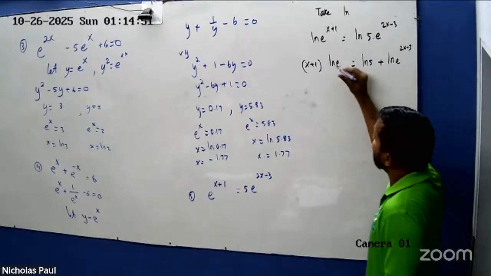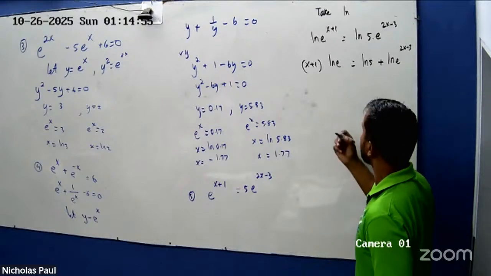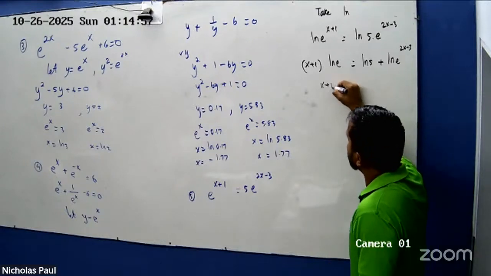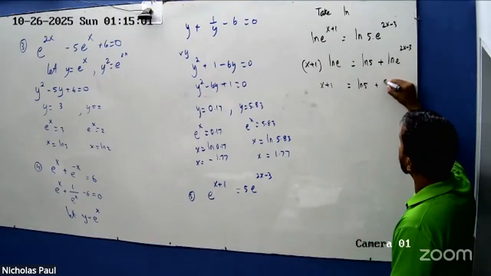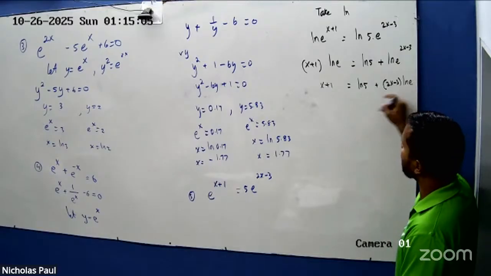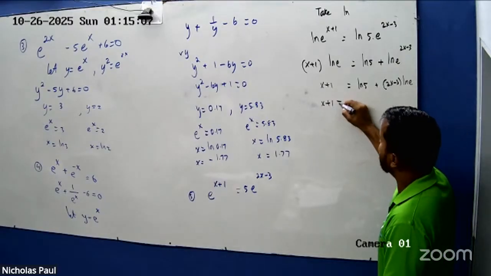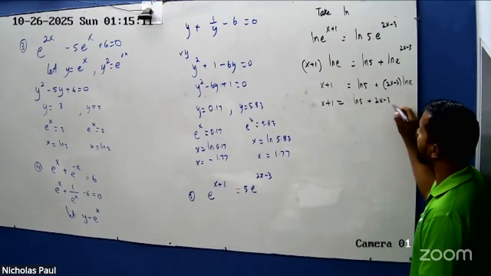Right, so hopefully you remember that ln e is 1. So you will write x plus 1 here. Here is ln 5. And then you bring down the 2x minus 3 ln e. We know ln e is 1. So we have x plus 1 is ln 5 plus 2x minus 3. Then do your usual thing.